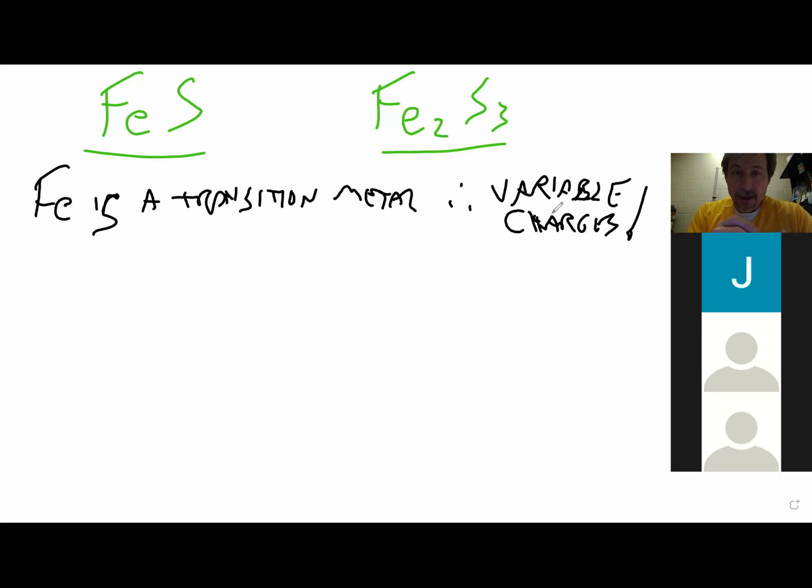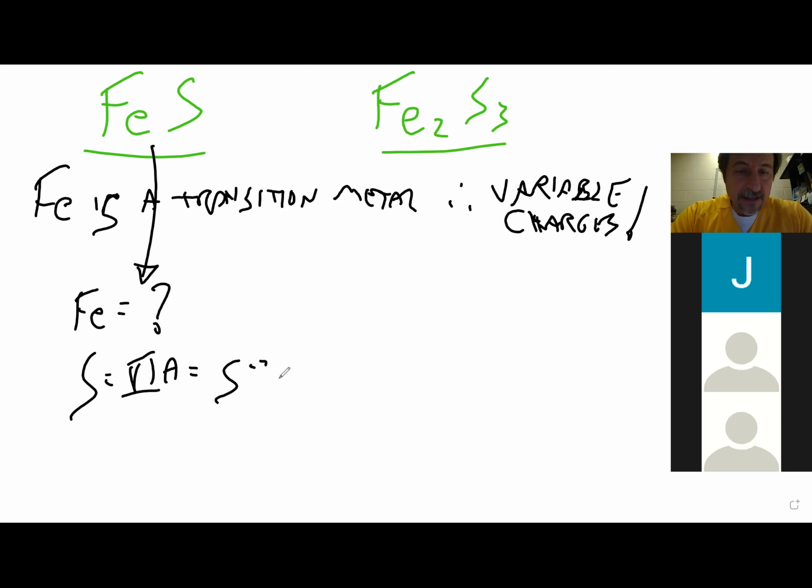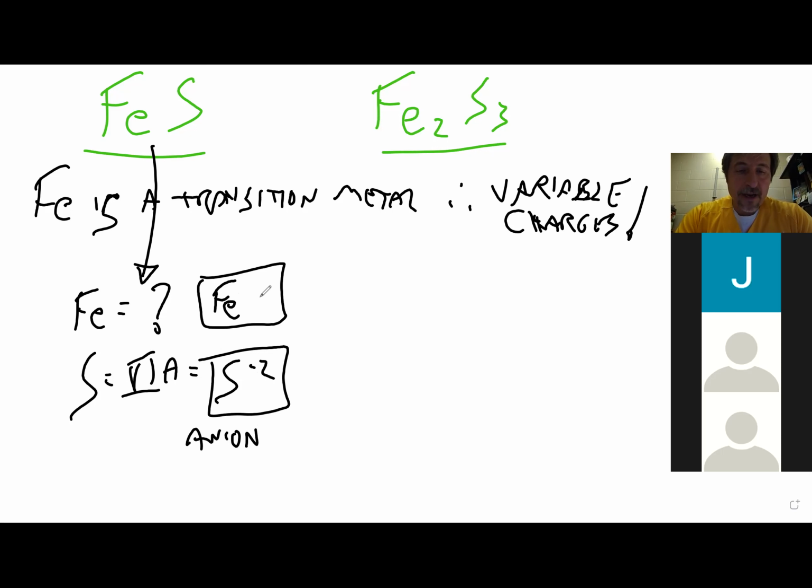And you can't tell by looking, but you can tell from the anion, right? So Fe is equal to, I don't know, but sulfur, a group 6A, is equal to S minus 2. So identifying the anion as S minus 2, right? Anion is second. What does the Fe have to be in order for it to add up to zero? I think it's obvious, right? Plus 2, because one Fe with I don't know what charge plus one sulfur with a minus 2 charge has to equal zero.